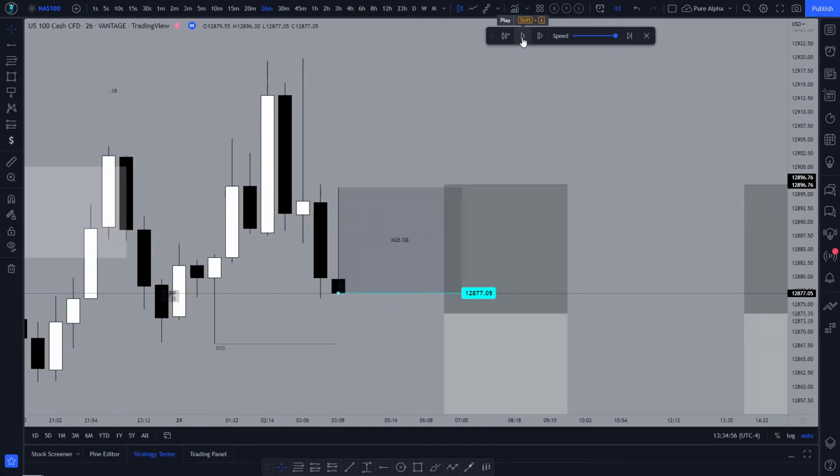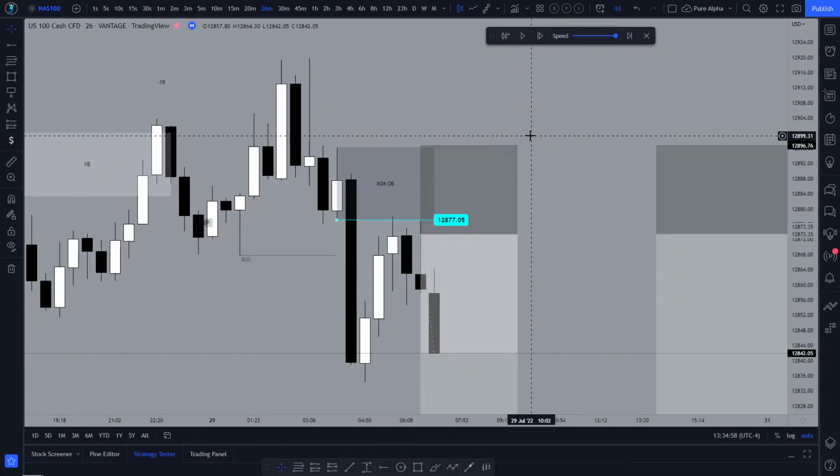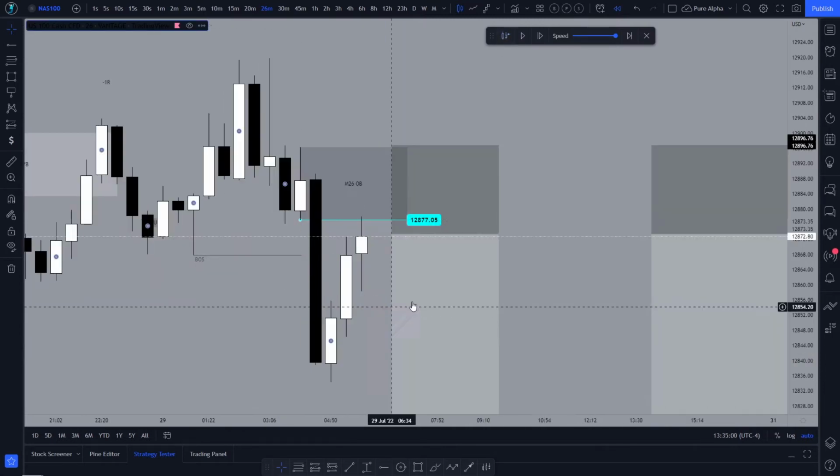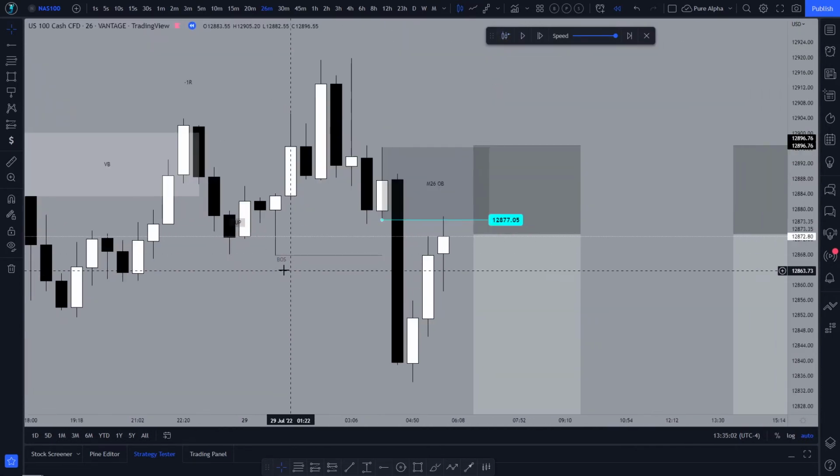And we waited for a structure to form. Now, as structure formed, we ended up breaking below this low here and below this low here. So this just shows me that we're starting to have a shift in the overall market dynamic.